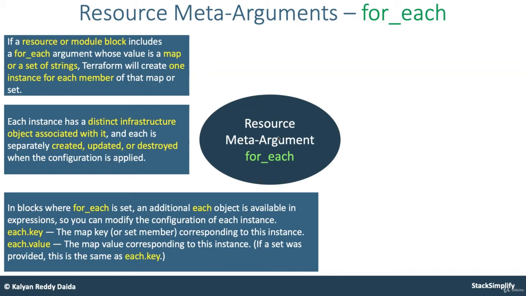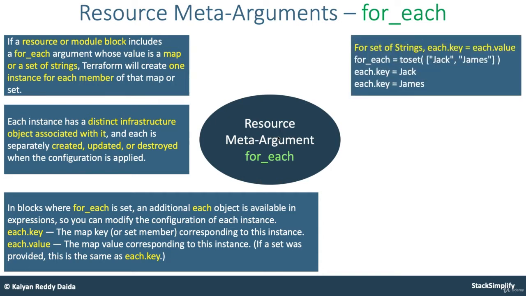In this you will have something called each.key and each.value. The each.key is the map key, or the set member corresponding to this instance. In the same way, each.value is the map value corresponding to that instance. If a set was provided, this is the same as each.key. In simple terms, if you use maps, each.key and each.value are key value pairs. But if we are using a set of strings, then each.key is equal to each.value.